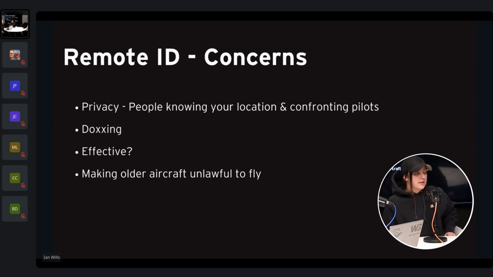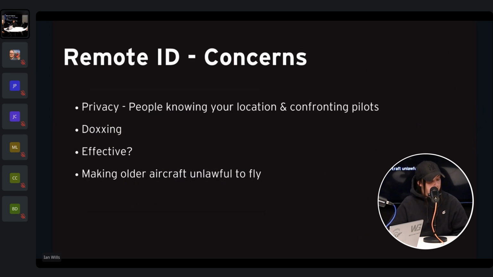Next, we're going to talk about the concerns. Let's start with the basics. Privacy would be number one. People are going to know now where you're located. They're going to know where you took off from. They're probably going to know, I'm guessing, your name at some point. And that could be concerning for people if you're flying near their house and they don't like it. There could be issues with being confronted.